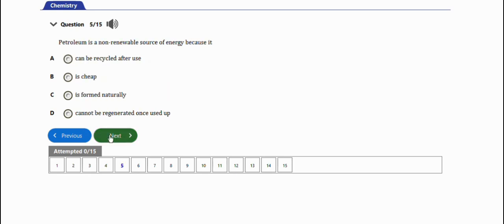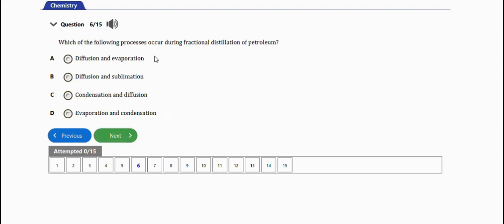Let's take the next question. It says, petroleum is a non-renewable source of energy because it can be recycled after use. No. Is cheap? No. Is formed naturally? No. Cannot be regenerated once used up. Yeah, option D, the right answer. Next question is this one.